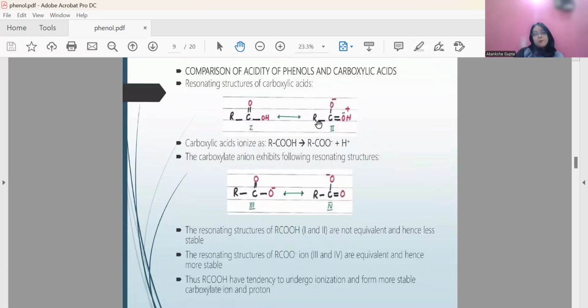So here is a comparison of the acidity of phenol and carboxylic acid. As we know, carboxylic acid is also present in resonating structures. So here, these are the resonating forms of the carboxylic acid. Here we can also see that the H atom is released very easily. That is why it is acidic in nature. These are both resonating structures of the carboxylate ion, and these are less stable. These are not equivalent, hence less stable. The resonating structures of RCOO minus, that is the carboxylate ion, are equivalent and hence more stable. The RCOOH has a tendency to undergo ionization and form the more stable carboxylate ion and a proton.